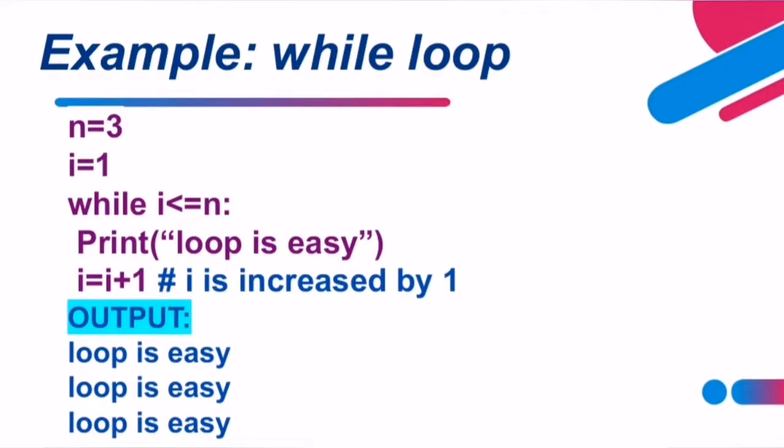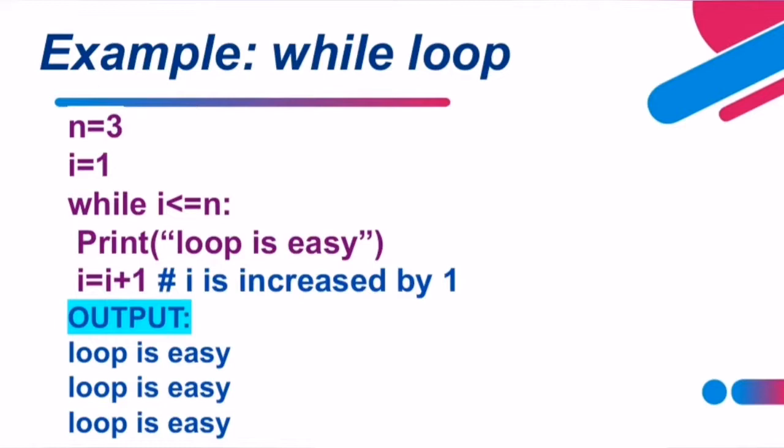How does this program work? In the first iteration you can see the value of n equal to 3 and the value of i equal to 1. The first time, it checks i less than or equal to n, and it is true. So the body of the loop will execute and print "loop is easy". "Loop is easy" is printed, and i is increased to 2 because of i equal to i plus 1.